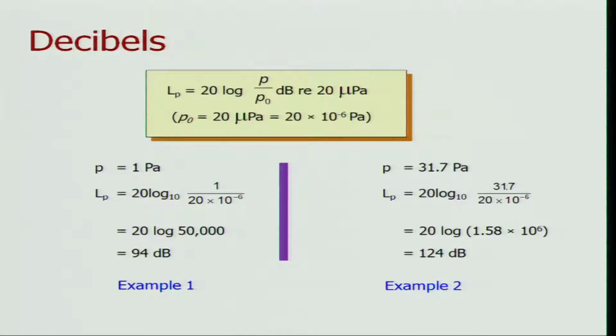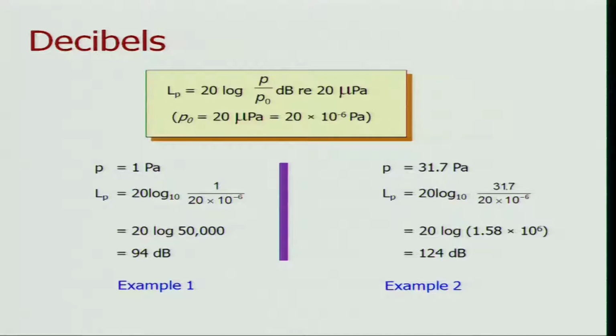So let's look at the definition of decibel once again. If we are talking about the sound pressure level, that is LP, then it's defined as 20 log, and when I say log, it's log on base 10, 20 log of P, which is the RMS pressure, divided by P naught, which is the reference pressure, in decibels. And the reference pressure, if the medium is air, is 20 micropascals.